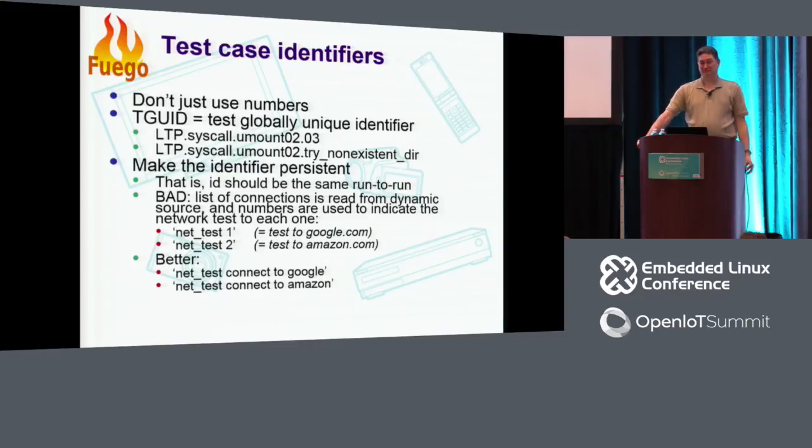It's like, oh, great, 5. Well, that's helpful. You have no idea. Well, a lot of times you'll get some exposition after that, but if you have a test case identifier that is kind of human readable, that's a real string, and that is unique and persistent, then you have what I call a TGUID, a test globally unique identifier.